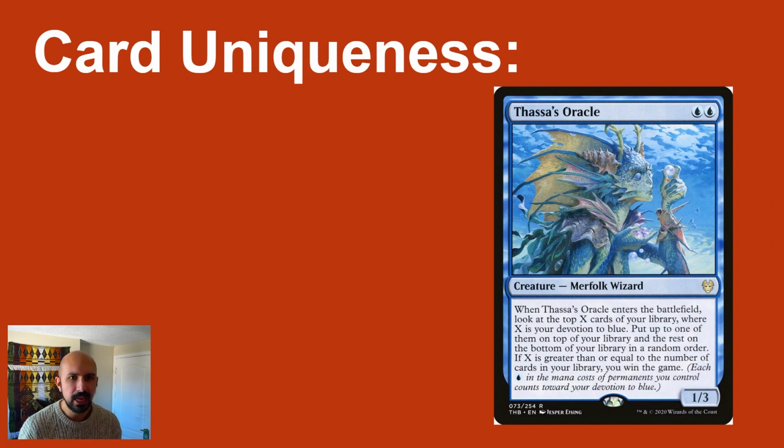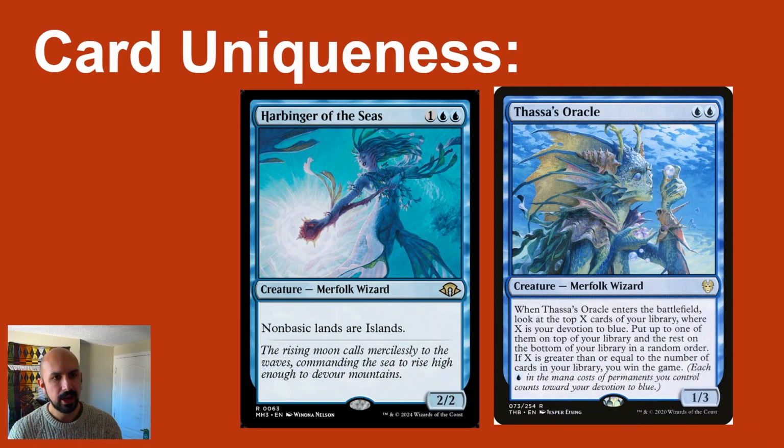The comparison here is Thassa's Oracle, or at a lower power level, we might say Harbinger of the Seas. Thassa's Oracle is a card that is almost completely unique. There's not a card that does this effect in the way that it does, even a little bit, which makes it an incredibly powerful and important card. Likewise, Harbinger of the Seas, though we have cards that turn non-basic lands into islands, or lands into islands with flood counters and the like, we don't have a creature that universally just does this effect by existing.